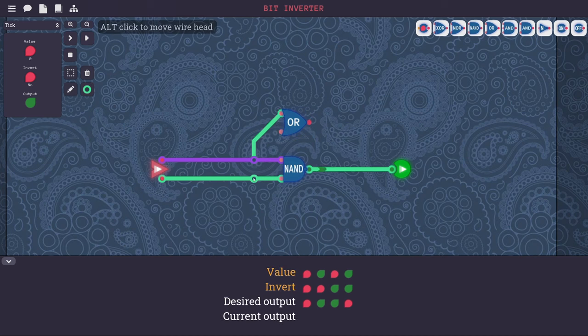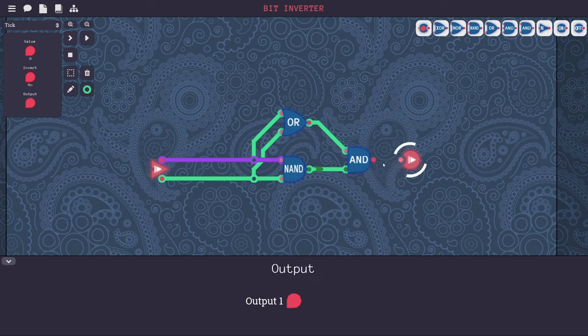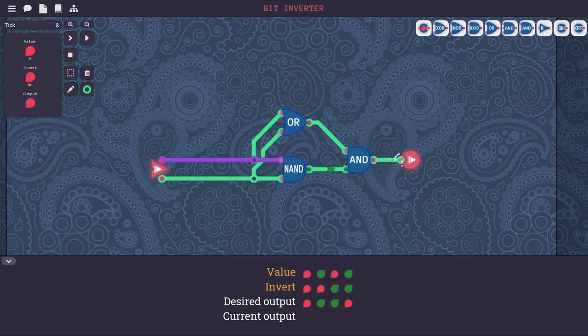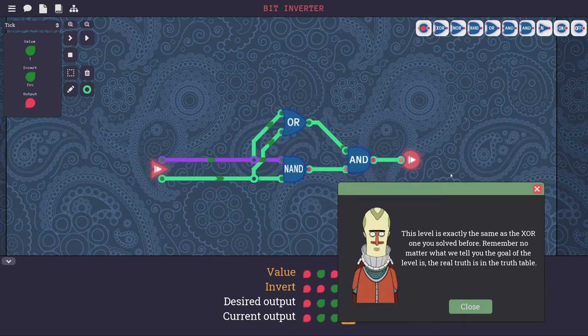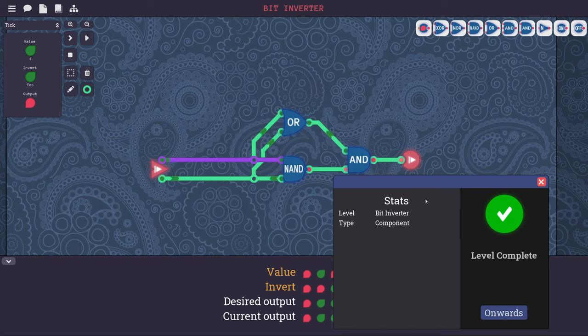We're going to put these OR gates through and then put in a 2-pin, and then we could say that at least one of the signals has to be high for the output to be high. What happens here? All right, and that matches our logic table. This level is exactly the same as the XOR one you solved before. Remember, no matter what we tell you the goal of the level is, the real truth is in the truth table. That's a pretty good lesson there.